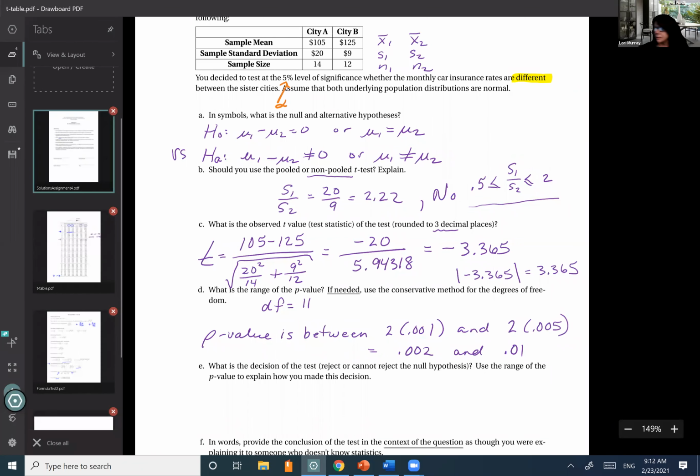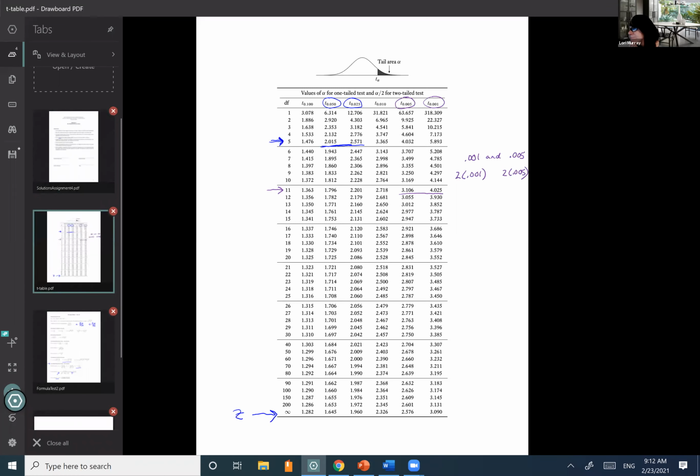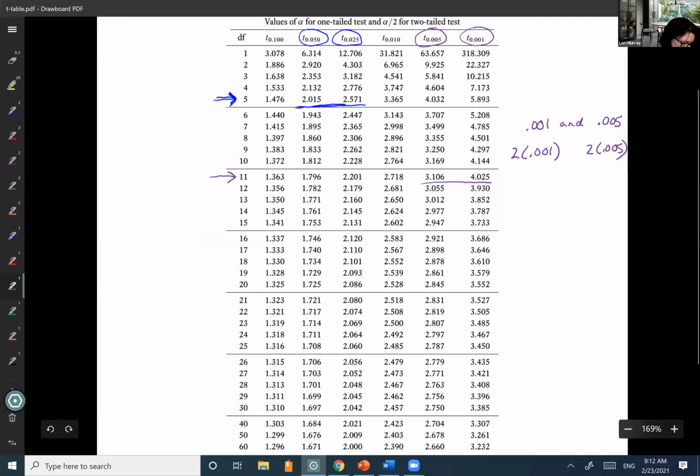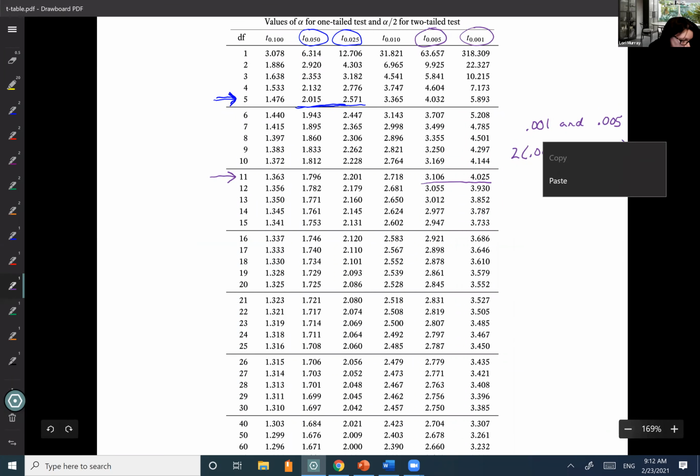Any questions? I hear someone. Sure, yeah. I just want to make sure I'm getting these right. So 0.001, it's going to be between those two.